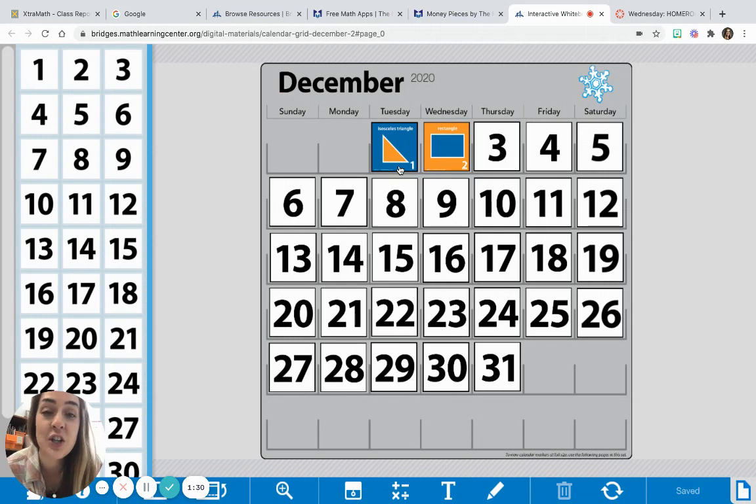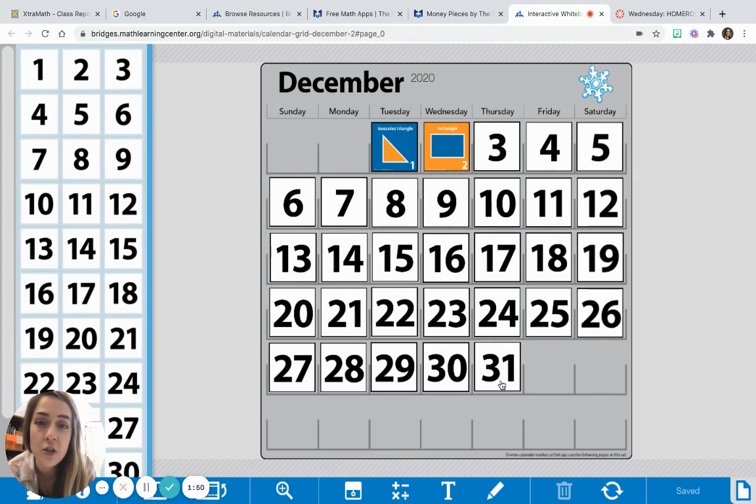Our month started on a Tuesday, and it's going to end on a Thursday. So I have already flipped over today's card. Today is Wednesday, December 2nd, and I just want you to think for a minute about what you notice on these two cards. Yesterday's card was a blue background with an orange shape.